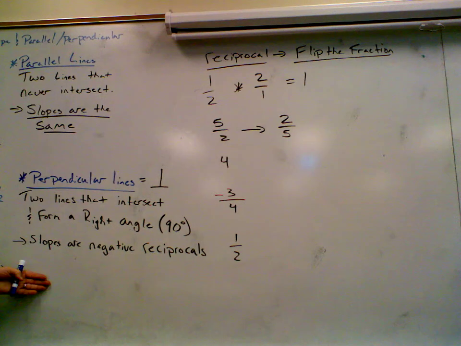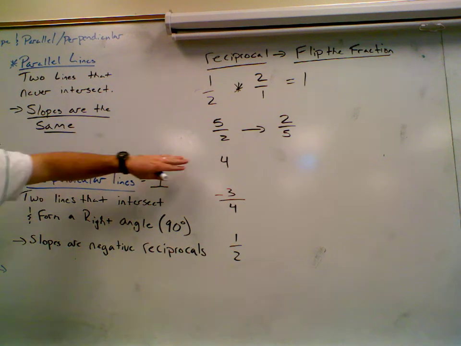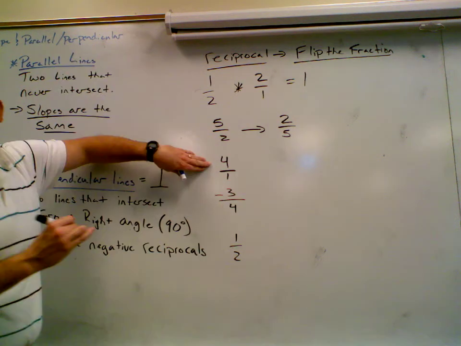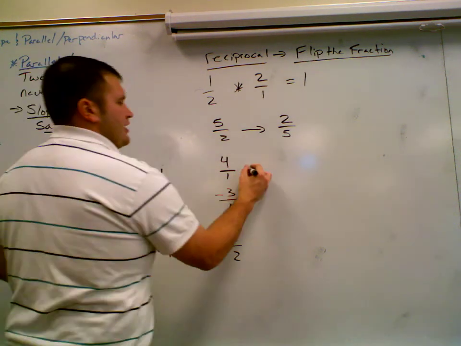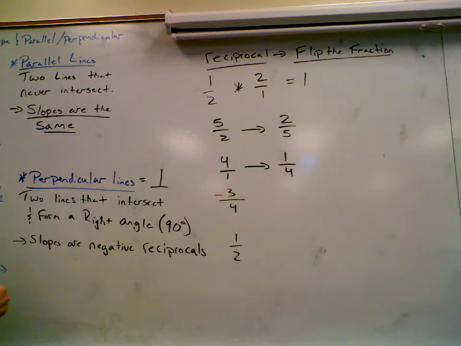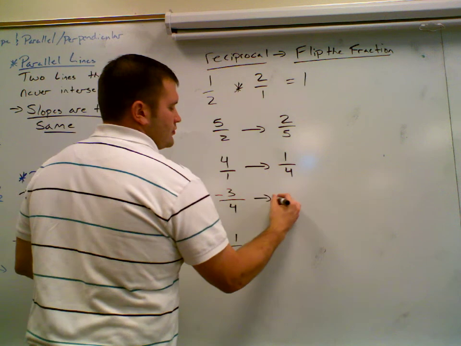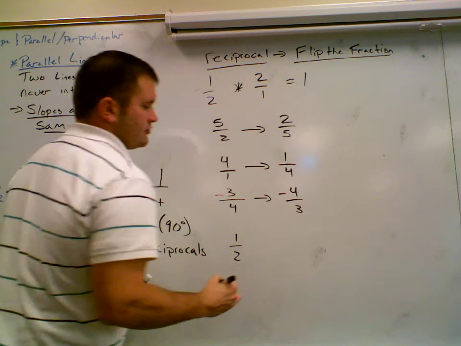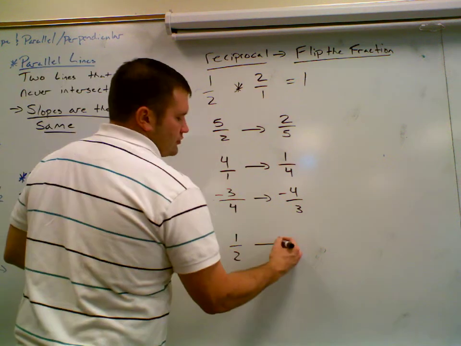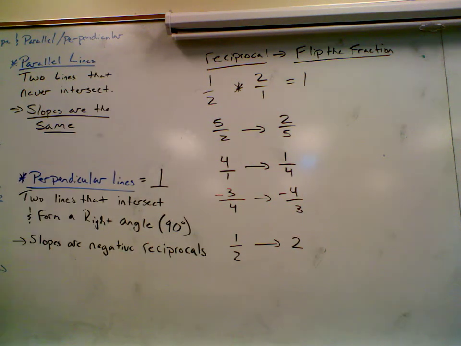The negative reciprocal will be -2/5. Right now we're just looking at reciprocals, not negative reciprocals. What's the reciprocal of 4? 1/4, because 4 is really 4/1. The reciprocal of -3/4 is -4/3. The reciprocal of 1/2 is 2, because that's 2/1. So those are the reciprocals. Does that make sense?